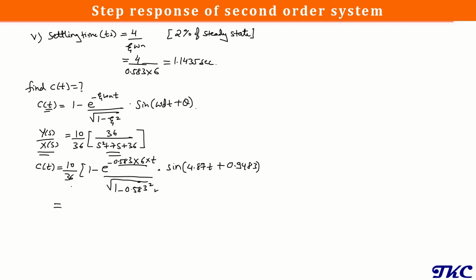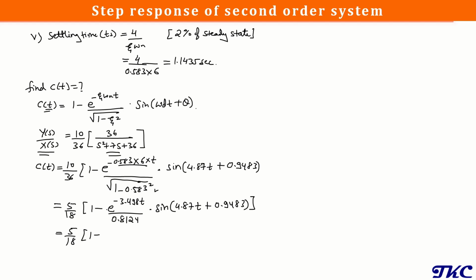We can also reduce this constant to 5 by 18 in bracket 1 minus e raised to, when we calculate this value it turned out to be minus 3.498 t divided by, if we calculate this root value it will be 0.8124 into sine of 4.87 t plus 0.9483 as it is. Now we can further simplify this as 5 by 18 into 1 minus; this term in the denominator we can take to the numerator, so we divide 1 by this value and it turned out to be 1.23 into e raised to minus 3.498 t into sine of 4.87 t plus 0.9483. So this is the output equation for this system.